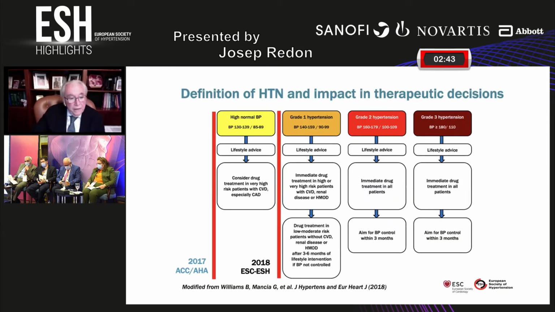If you look here, this chart from the European Society of Hypertension and Cardiology, you will see what needs to be done according to the blood pressure. In this case, below 140. Here is grade 1, grade 2, and grade 3. And then you will see here the thresholds for the American College of Cardiology and American Heart Association. And here is the threshold for the European Society of Cardiology. But the recommendation of the European Society of Cardiology is that in high normal, lifestyle advice, but consider drug treatment in very high-risk patients with cardiovascular disease, especially with coronary artery disease.